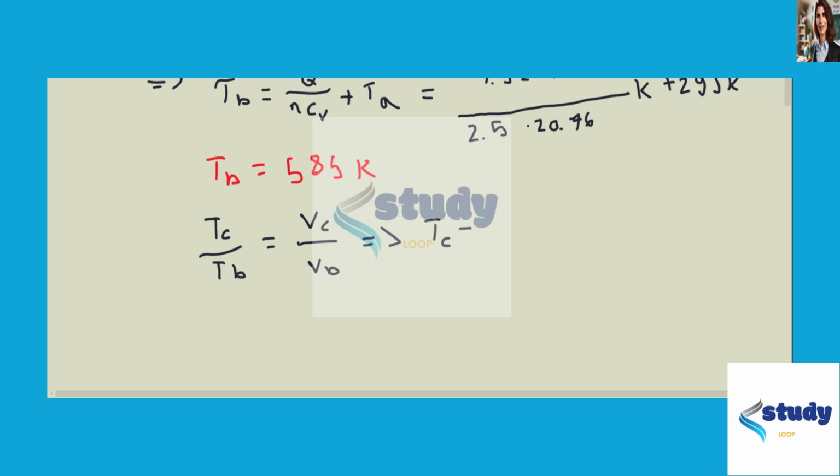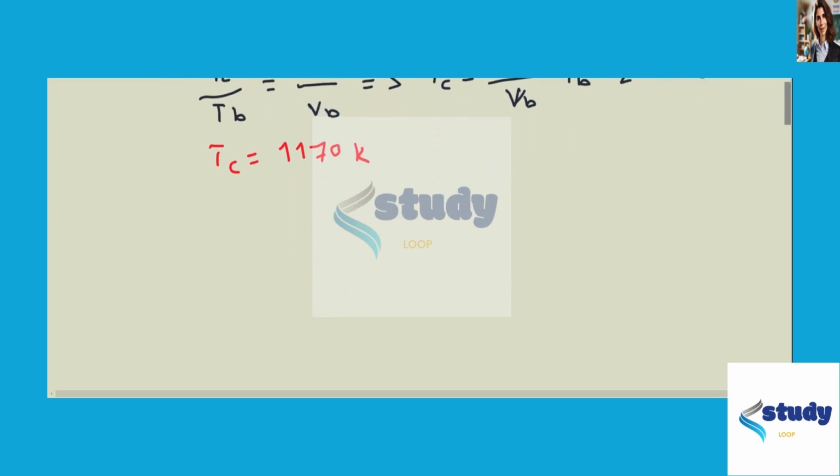And from here we can derive that T_C equals 2 V_B, since V_C is twice the V_B volume, over V_B, this will cancel out, times T_B. When we substitute the known values, we obtain that this is equal to 2 times 585 kelvins, and therefore T_C equals 1170 kelvins. Therefore, we have finished part A of the problem.